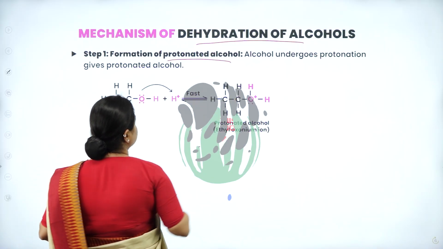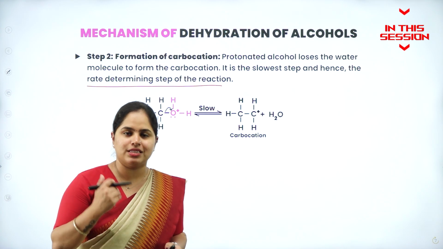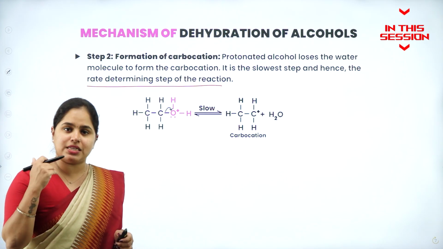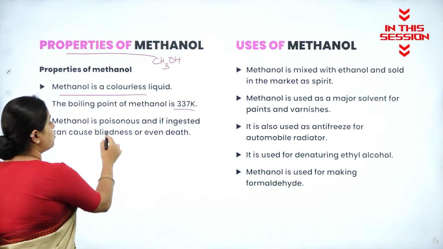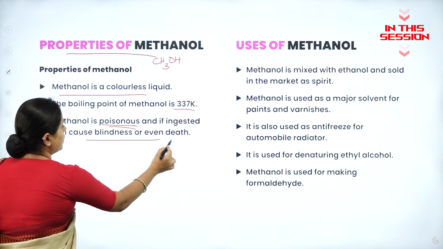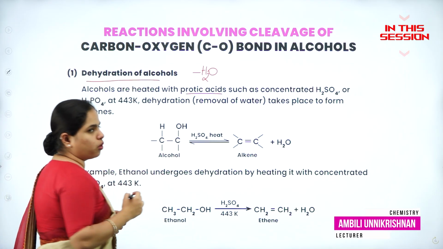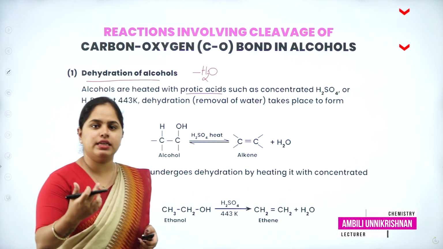Formation of what? Protonated alcohol means we are going to add one more H+. Formation of carbocation is the rate determining step as it is the slowest step. Methanol is poisonous, and if it is ingested it can cause blindness or even death. Alcohols are heated with protic acids. Now what are protic acids? Which are able to release H+ ions.